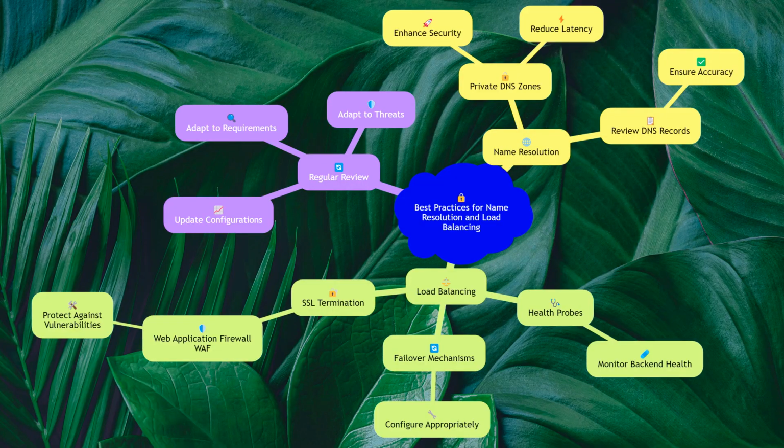Implementing best practices and security measures is essential for optimizing your name resolution and load balancing configurations. For name resolution, consider using private DNS zones to enhance security and reduce latency. Regularly review and update your DNS records to ensure accuracy. For load balancing, use health probes to monitor the health of backend instances and configure appropriate failover mechanisms. Implement SSL termination and Web Application Firewall (WAF) for Application Gateway to protect against common web vulnerabilities. Regularly review and update your configurations to adapt to changing requirements and threats.